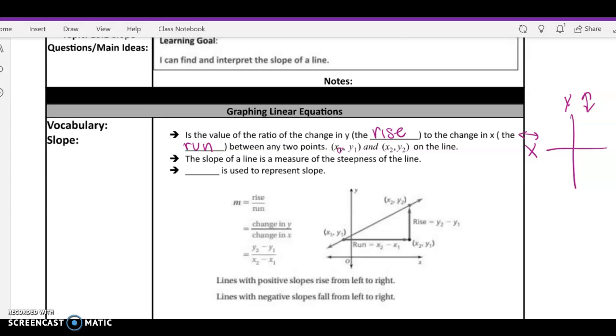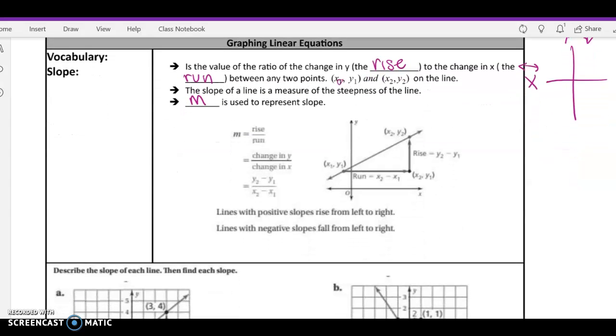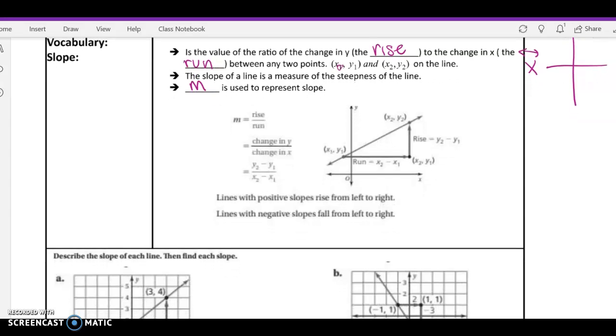So the slope of a line is a measure of the steepness of the line. And in an equation, we use the letter m to represent slope. So lines with a positive slope rise left to right, and lines with a negative slope fall from left to right. So you can see here we have one point, and we didn't identify what the point is, but we do know that there are 2 different points on a line. And so we have our rise and our run.